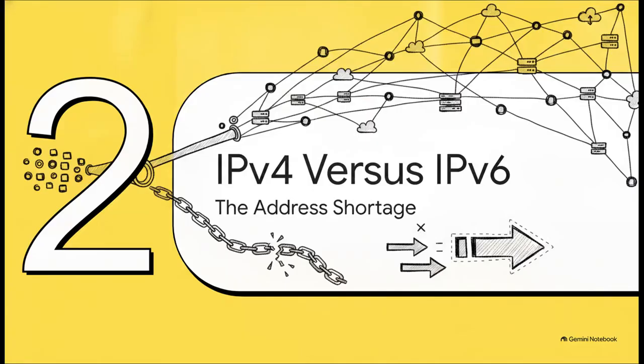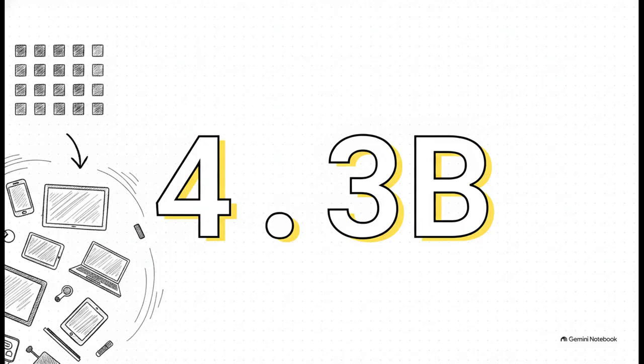Moving on to Section 2, IPv4 versus IPv6, and the great address shortage. Let's zoom in on the actual numbers here and talk about why the entire internet recently had to undergo a massive global upgrade. So for a long time, we relied on a system called IPv4, which was a 32-bit address system. Because it uses a sequence of 32 ones and zeros, the absolute maximum number of unique devices it can handle is roughly 4.3 billion.